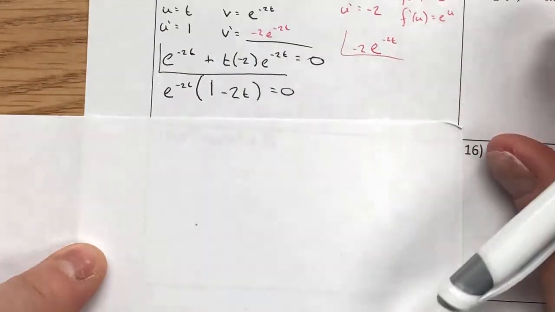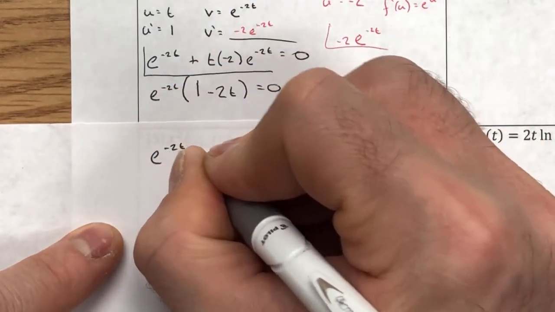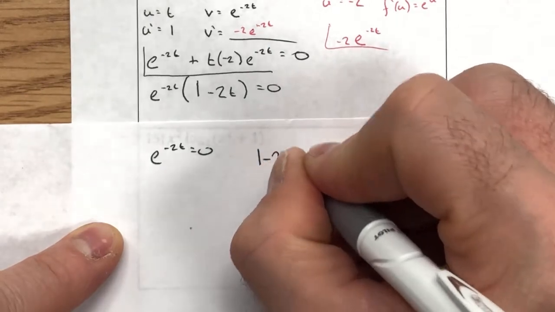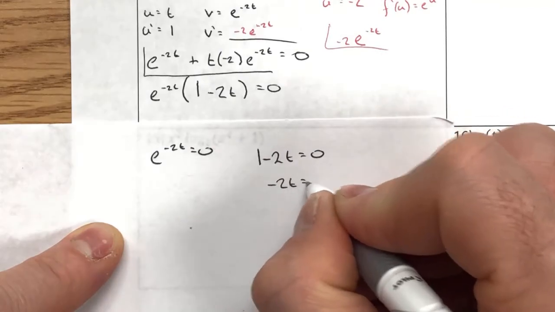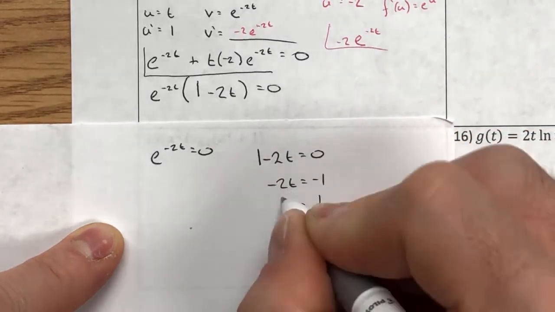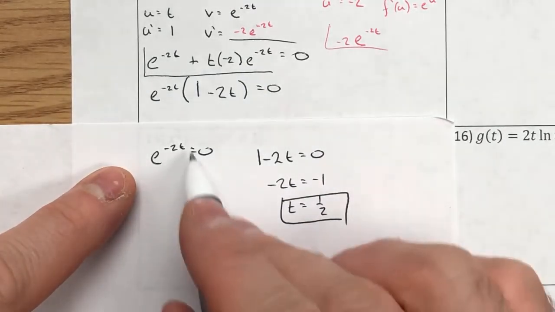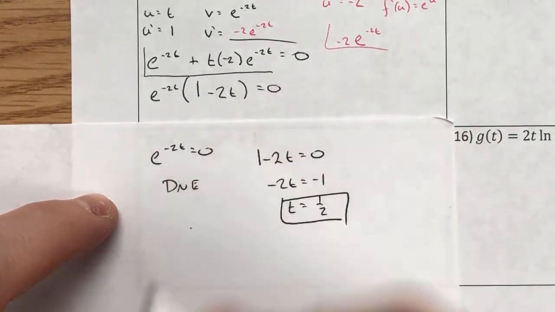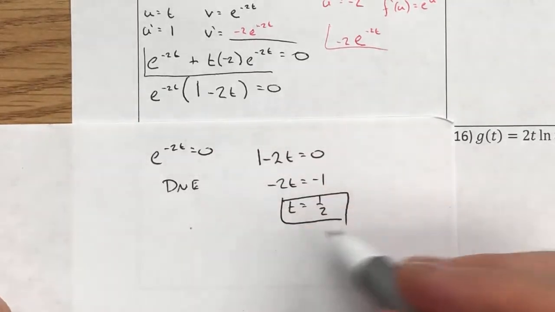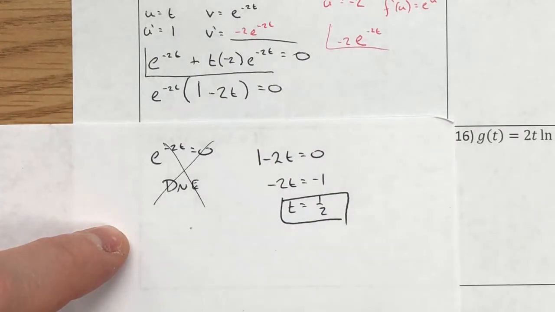There we go. So I know that with this, e to the negative 2t must be equal to 0, and I know 1 minus 2t must be set equal to 0. This isn't too bad. There's my first value. The second value, no matter what I set this equal to, no power of e is going to make that equal to a 0, so I know that this does not exist. The only value for my t is going to be 1/2. Awesome.